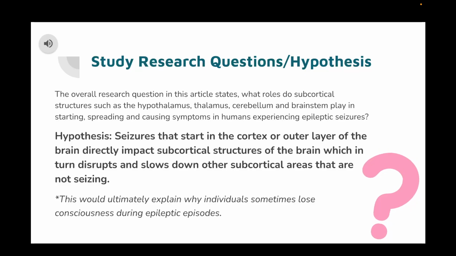The hypothesis states, seizures that start in the cortex, or outer layer of the brain, directly impact subcortical structures of the brain, which in turn disrupts and slows down other subcortical areas that are not seizing. This would ultimately explain why individuals sometimes lose consciousness during epileptic episodes.